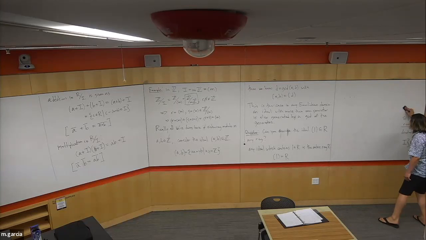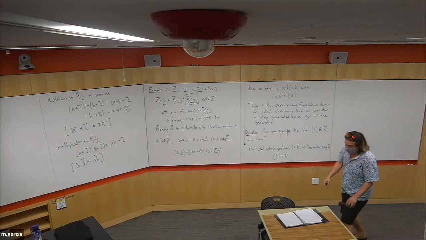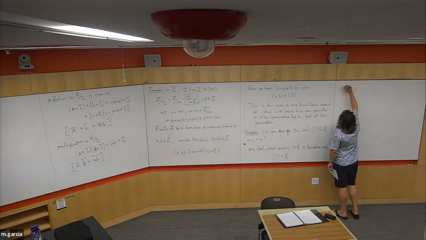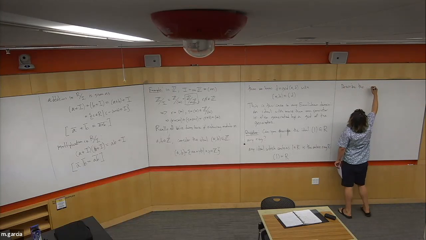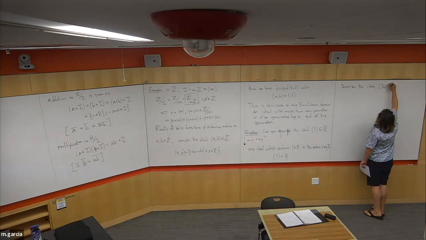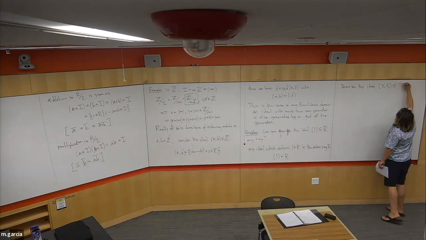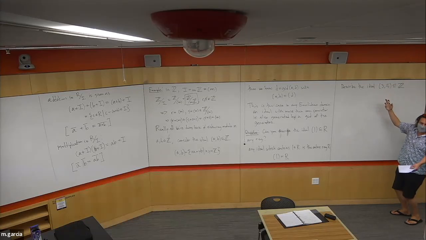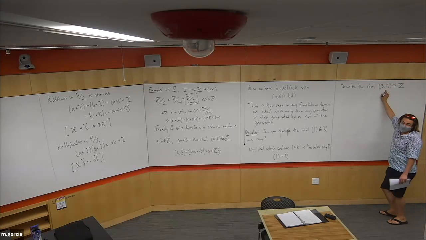One last leading question related to the integers. Describe the ideal which is generated by 3 and 5 in the integers. It's the ideal generated by 1, i.e. all of the integers, right? Yeah, good, because the GCD of 3 and 5 is 1, right?